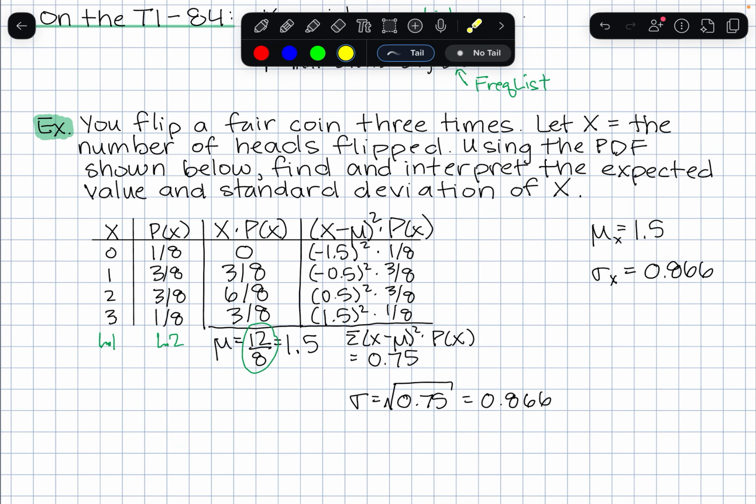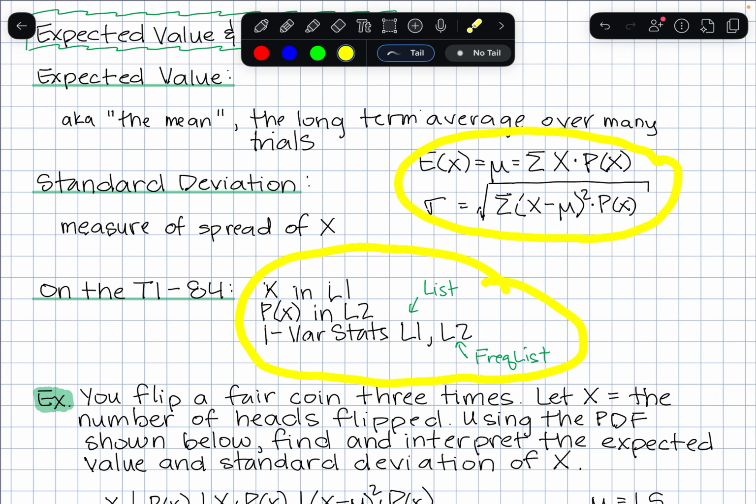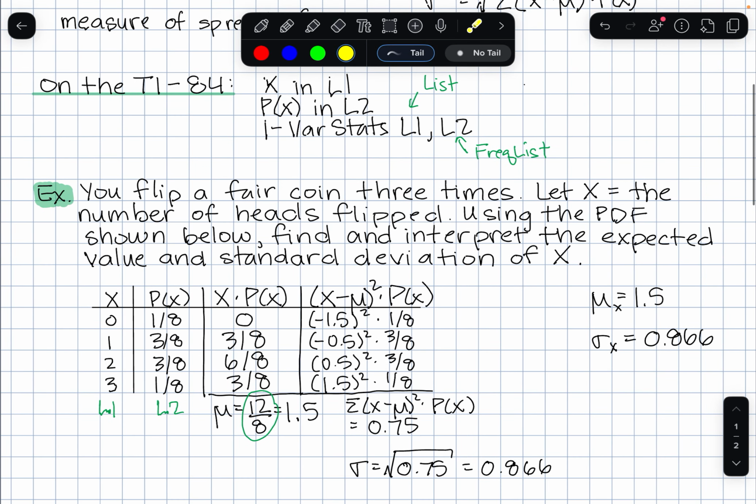So as long as you're careful with your typing, using the formulas should give you exactly the same answer as 1-Var Stats. It is important when you do it on your calculator that you make sure the x's and p of x's line up exactly like they do in your original PDF. That is super important.